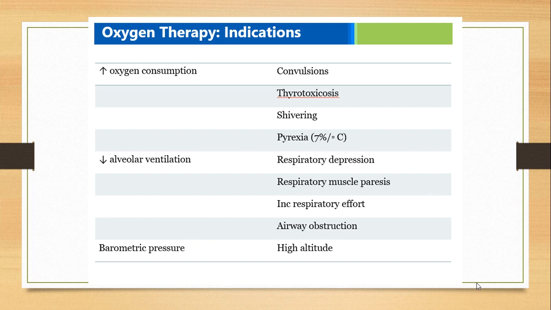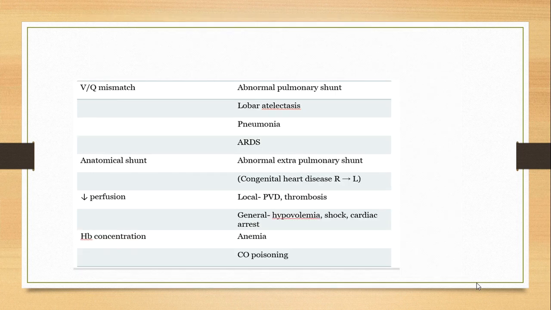So the indications for oxygen therapy include an increase in oxygen consumption, which could be due to convulsions, thyrotoxicosis, shivering, pyrexia, commonly seen situations; a decrease in alveolar ventilation, which could be due to narcosis, CO2 narcosis, hepatic coma or a drug overdose; an increase in barometric pressures like high altitude sickness; and pulmonary embolisms, etc., leading to VQ mismatch.